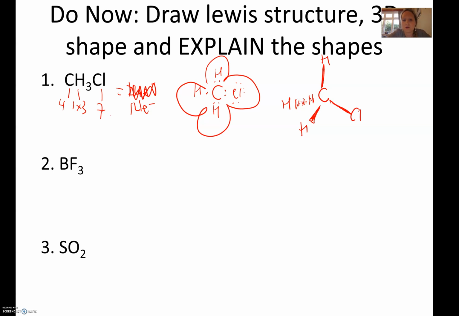Okay, so that's drawing of those. Let's do BF3. Boron is in group 13, and 3 fluorines at 7 each, 21, makes 24 electrons. The central atom will be boron. 1, 2, 3, 4, 5, 6. I'm only going to do 6 here, remembering boron's the exception.